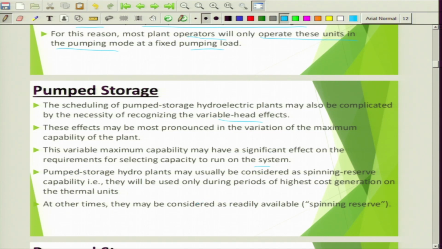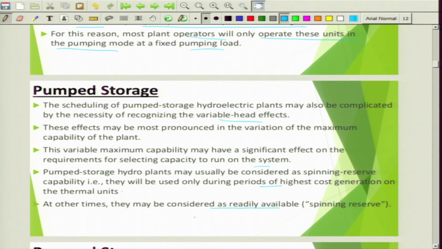That is, they will be used only during periods of highest cost generation on the thermal units. That means these pump storage hydro plants are not regularly utilized for the economic dispatch, whereas they are used during those periods when it is most required. That means during highest cost of generation on thermal units. At other times they may be considered as readily available, that means spinning reserve.